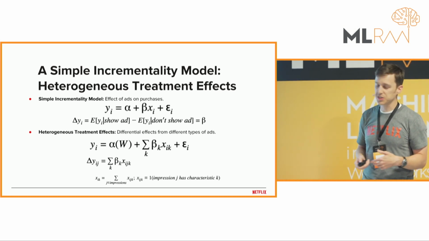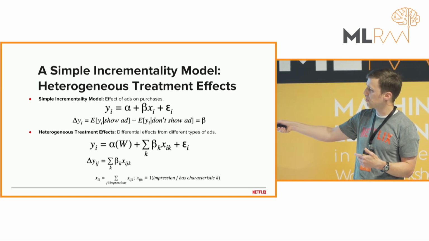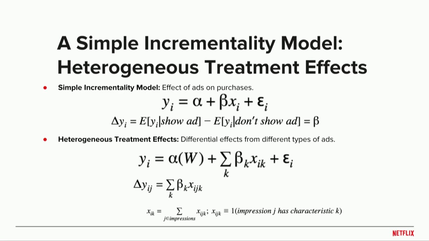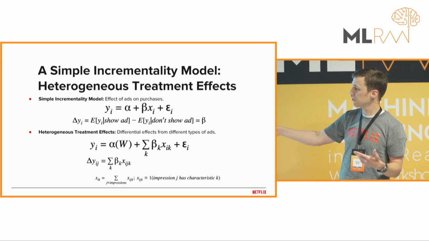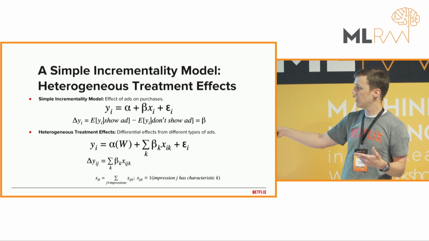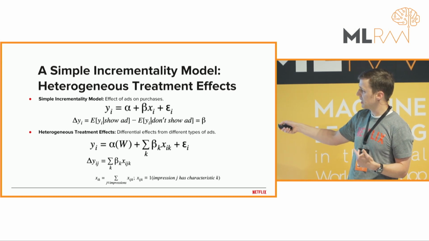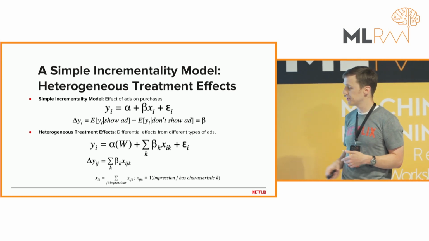All right, so what does this look like in econometric notation? A simple incrementality model just says that the outcome we can model as a baseline plus the incremental effect in the number of ads, and then there's going to be a random error. And so delta y models the effect: the expectation of the outcome when we show the ad minus the expectation of the outcome when we don't show the ad. We can't actually observe both for a given individual, and so we're just using the model in order to construct this counterfactual. So we either showed you the ad or we didn't show you the ad, and we're going to use the model to construct the other expectation. Okay, so beta is the causal effect, the marginal effect of a single ad.